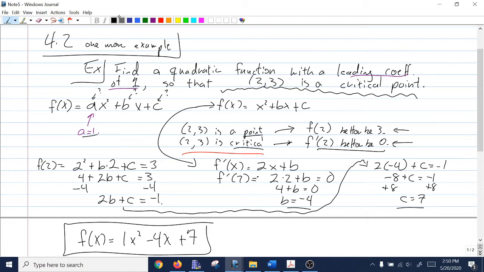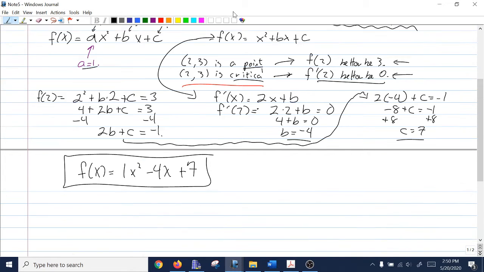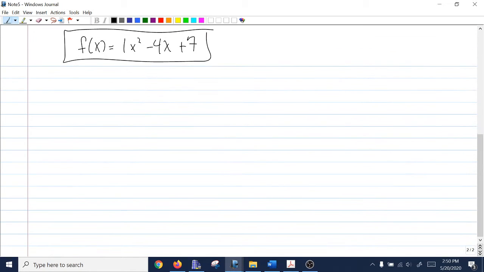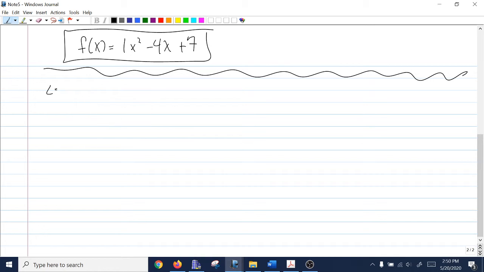Let's talk about 4.3. 4.3 is about global extrema, and it's mostly about how to do the work of 4.2 with less work. A very common situation is someone hands you a function, g of x, I don't know what it is, and says find the maximum.